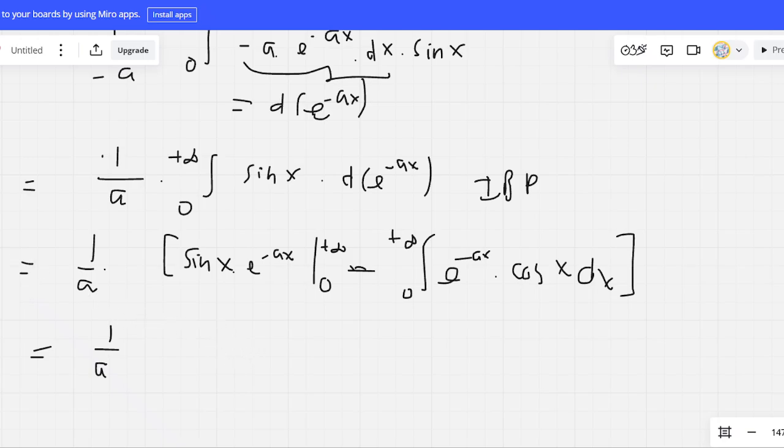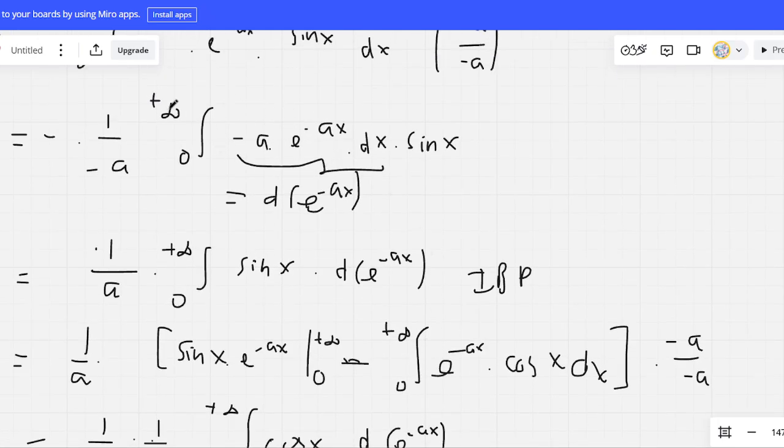Now that this term has officially vanished, we will get the minus here, and once again we'll multiply this with minus a over minus a to bring this derivative inside. Since we multiply with minus a, we will get the positive of minus a, which will be 1 over a multiplied by the integral from 0 to positive infinity of cosine x times d of e to the minus ax. It's the exact same stuff that we see above here, as you can see.